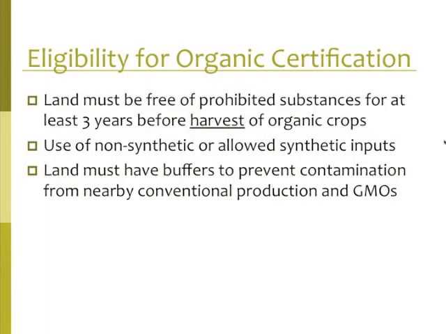All right, getting into the actual certification and the organic system plan development. Before you or someone that you're working with decides to create an organic system plan and apply for certification, you'll want to make sure that your operation is in fact eligible for certification. Now, the land where organic crops are grown must have been free of prohibited substances for at least 3 years before the crop is harvested.